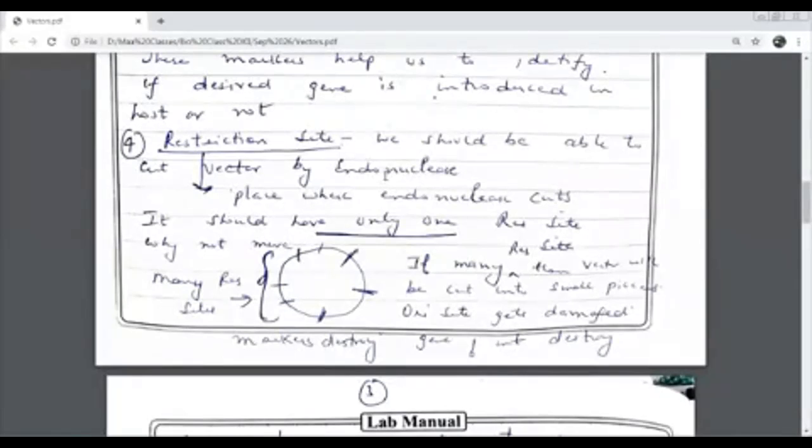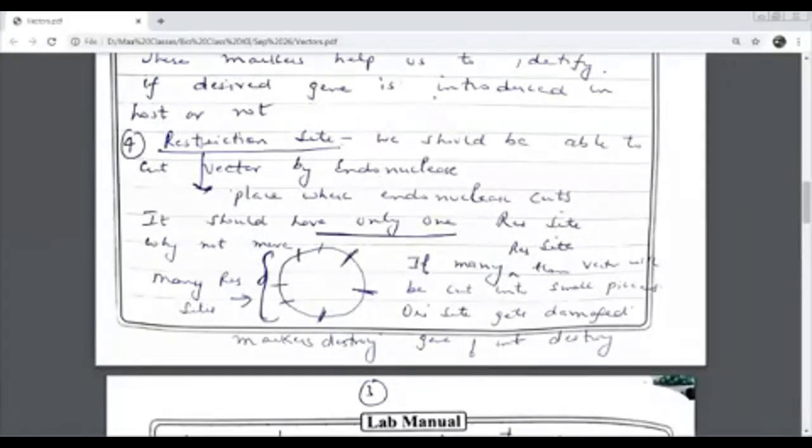Otherwise, what will happen? Your endonuclease will not be able to cut the vector. And if you're not able to cut the vector, then it is useless. Nothing will be inserted, the foreign gene that you want to insert. It is not possible to insert. So we should have one restriction site so that we are able to cut the vector by endonuclease.